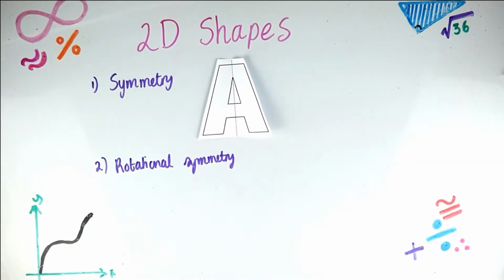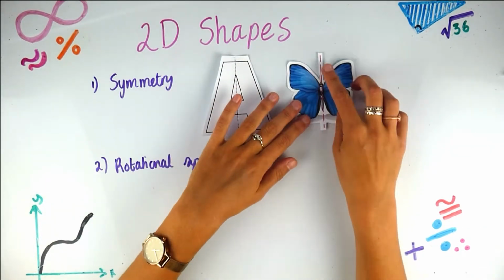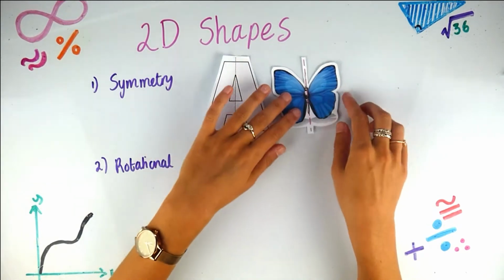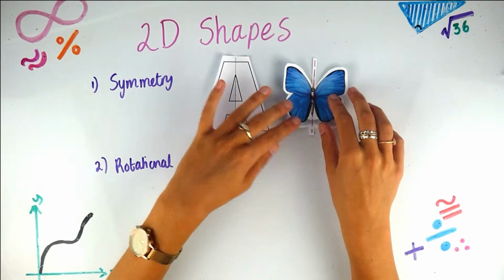People often talk about the idea of beauty and having a symmetrical face, and having the gap between your teeth in the centre and things like that. Another one we have here is a butterfly. This is symmetrical, and you can see the line of symmetry there. If I fold it, it's exactly the same.